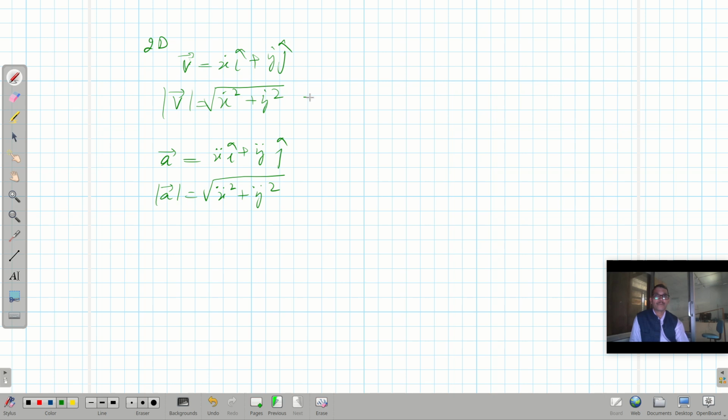Sometimes it is written as dx over dt i cap plus dy over dt j cap, and this can also be written as d square x over dt square i cap plus d square y over dt square j cap, right? So this is how velocity and acceleration can be written in the 2-dimensional Cartesian coordinate system. Now let me talk about velocity in plane polar coordinates.